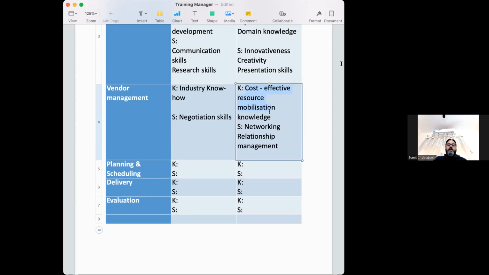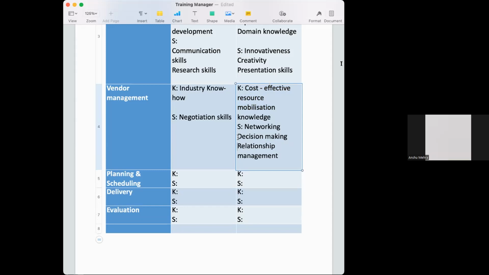He may come with n numbers of options. Finally, the training manager has to approve. The approving skill, decision making skill. Decision making बोलो आप. Decision making बोल सकते हैं. Can we put relationship management? Yes. Decision making, relationship management. Knowledge में can we put competitive knowledge?